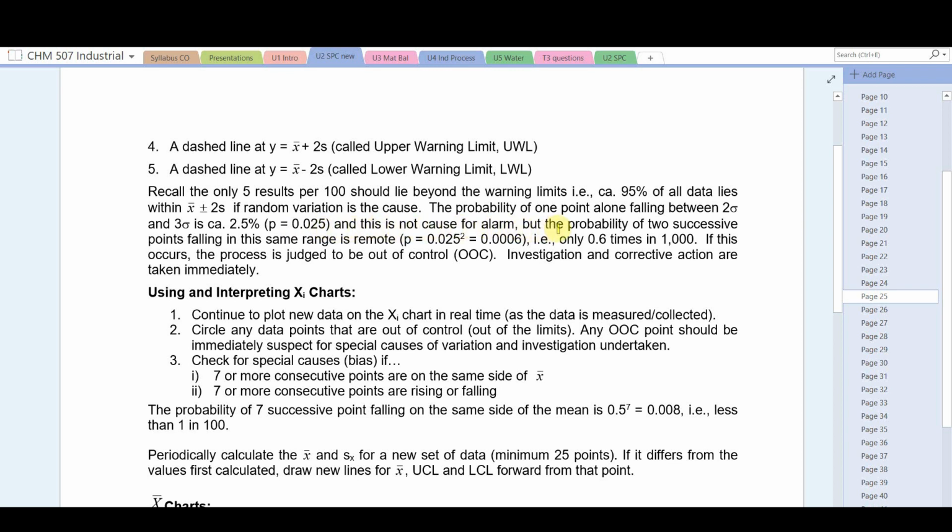But the probability of 2 successive points falling in the same region is remote. It's 0.025 squared, or 0.000625. That's like 0.06% or 0.6 in 1,000. If this occurs, the process is judged to be out of control. Investigation and corrective action are taken immediately.